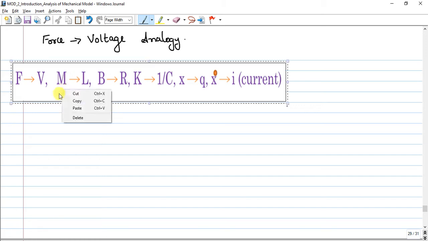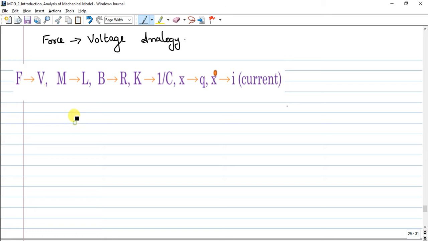In the sketch, the left part is representing the mechanical system and the right side is representing the electrical. So force will be replaced in terms of voltage, mass will be replaced by inductance, friction with resistance, and spring constant K with the reciprocal of the capacitor, displacement with charge, and velocity represented in terms of current I.